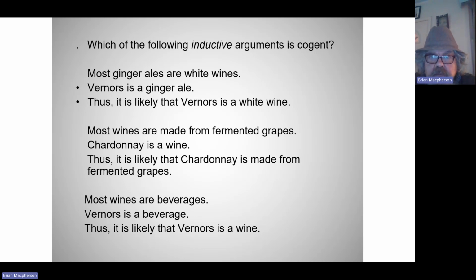know the distinction between deductive and inductive. Know the distinction between valid and invalid, and between strong and weak. Know the distinction between sound and unsound, and know the distinction between cogent and uncogent. Okay? All right. So, okay, so that's great. So that's the first part of the lecture.